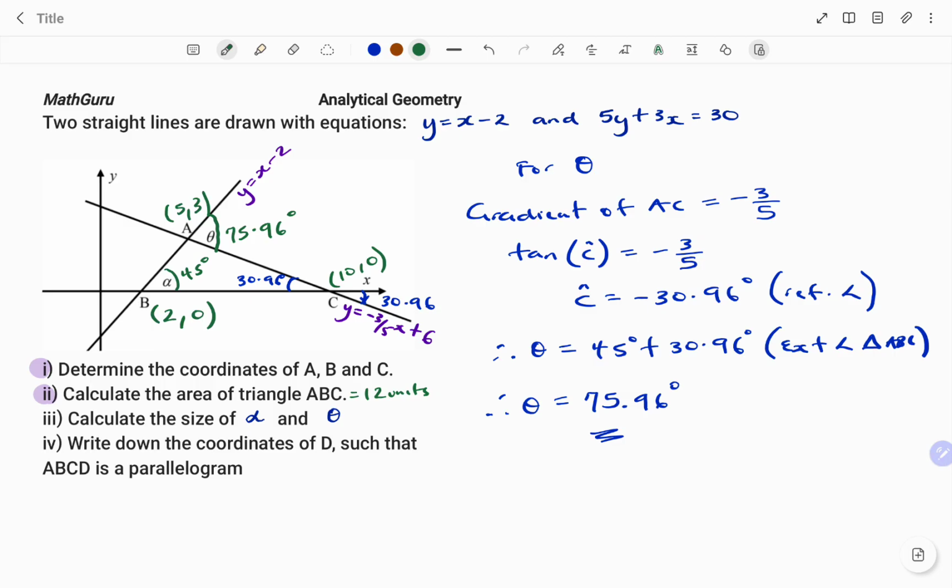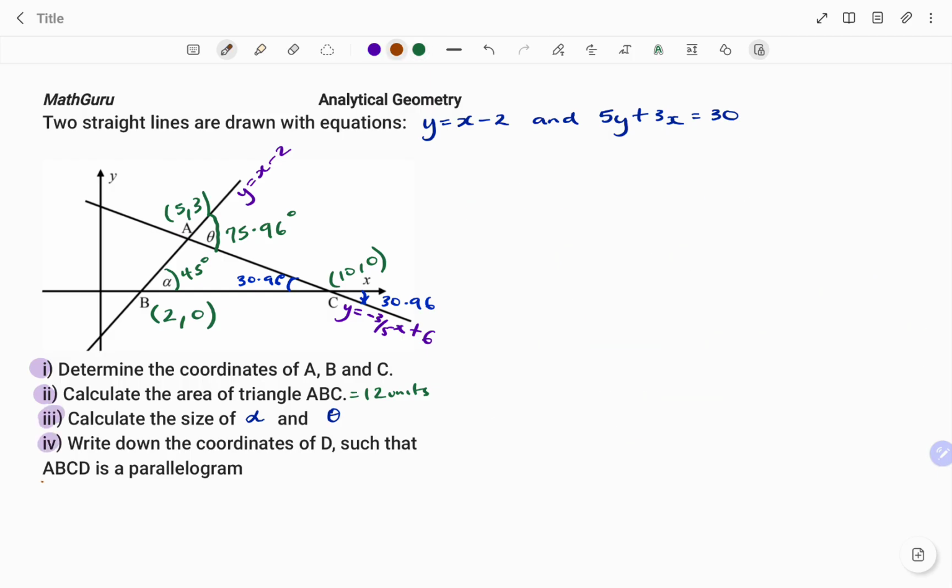For the last part, but not the least, the question says write down the coordinates of D such that ABCD is a parallelogram. Note that because the naming of the parallelogram is ABCD, if I follow that, that's ABC, and that means D is going to be somewhere around here in the first quadrant, and then I have D with coordinates x, y. To find the coordinates of D, I'm going to use the property of a parallelogram that states that the diagonals bisect each other. So if I can find the midpoint of the diagonal, then I'll be able to find the coordinates of D.